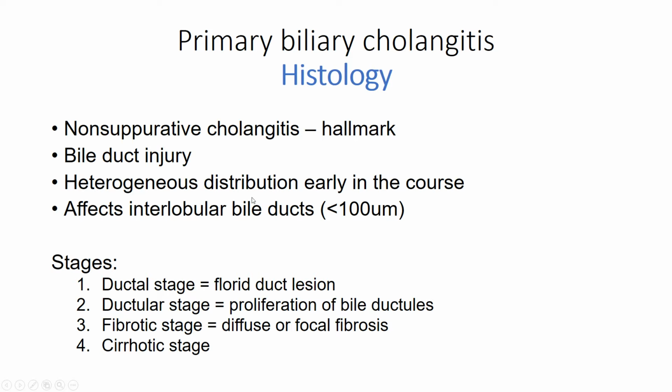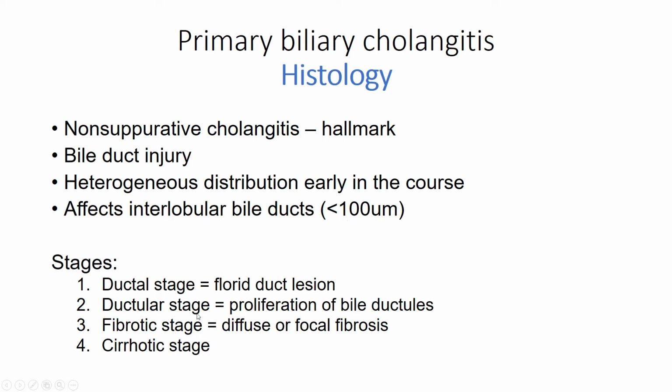Histologically, it's a non-suppurative cholangitis with bile duct injury, and also on a liver biopsy, there's heterogeneous distribution in the liver. So you may have a totally normal portal tract, and then right next to that portal tract is a portal tract with a florid duct lesion. And this affects interlobular bile ducts measuring less than 100 microns in diameter, as opposed to PSC, which we will discuss shortly, where the bile ducts are larger.